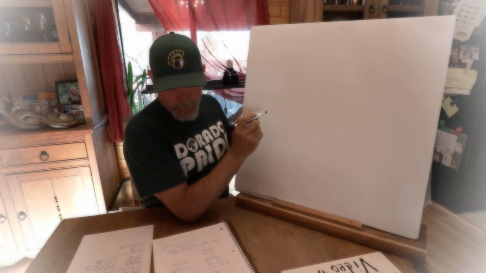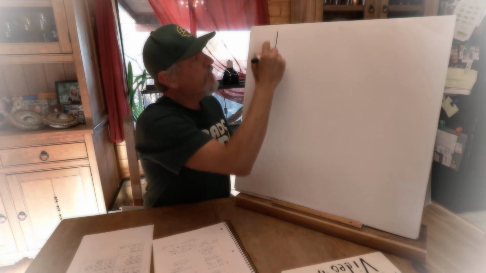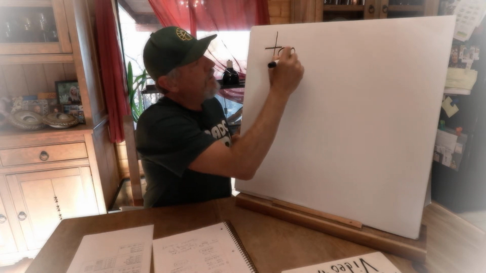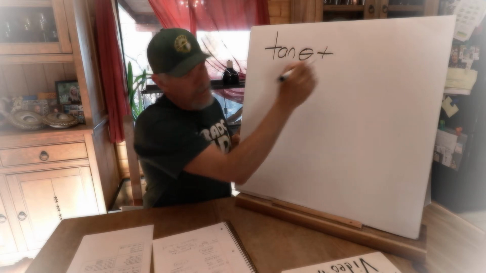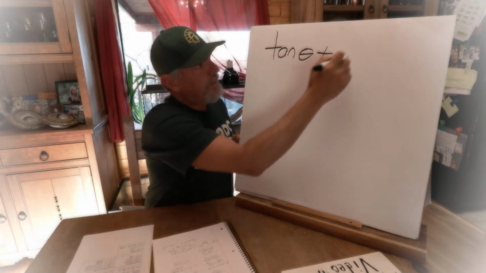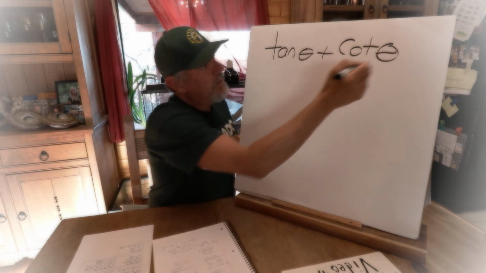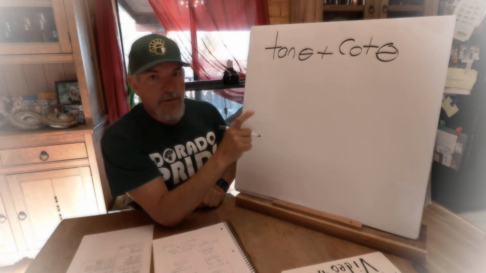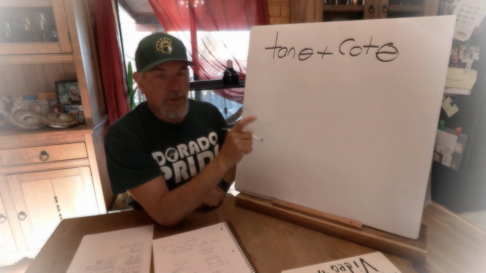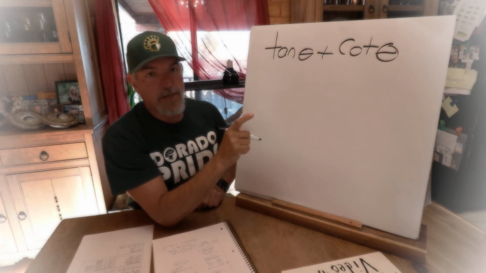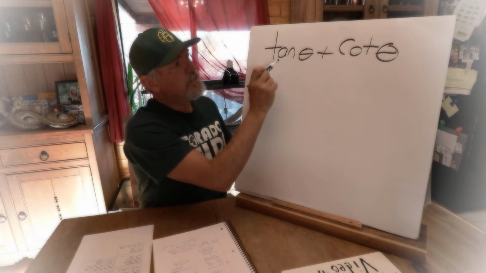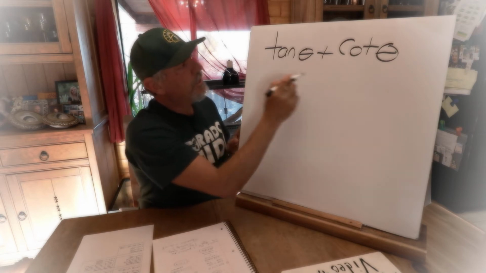So we're going to start off with tangent of theta plus the cotangent of theta. If you're adding or subtracting with these problems, almost always you're going to attempt to get common denominators. But first, let's change these to sines and cosines.